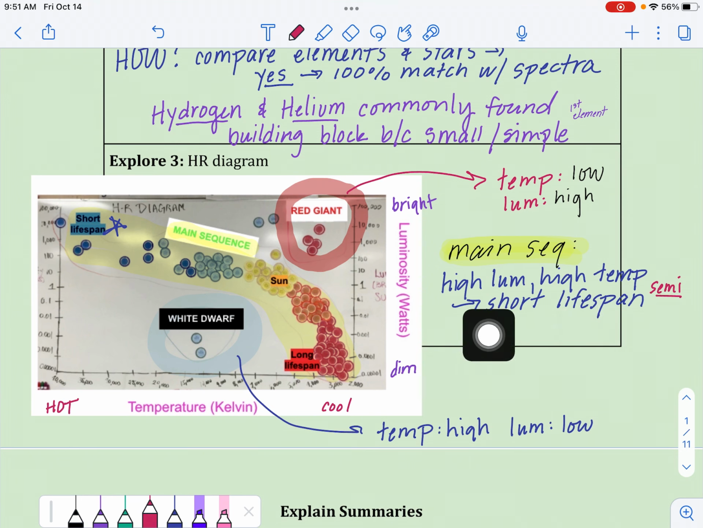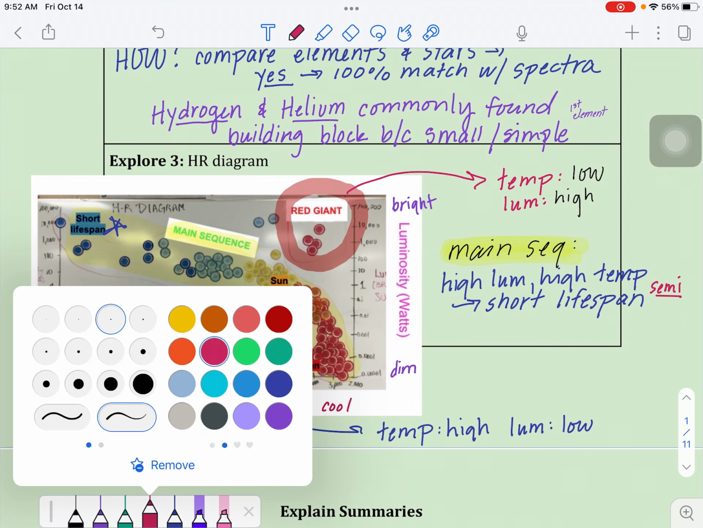Because of their really high temperatures and high luminosity, they have some of the shortest lifespan to exist. They're burning through those fuels extremely quick, like a semi-truck would with its gas. It takes a lot of fuel to get that star going, and that vehicle going, and a lot of fuel to maintain a semi going down the road, just like those stars.